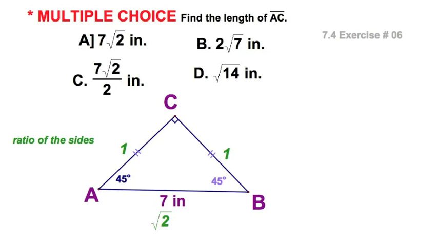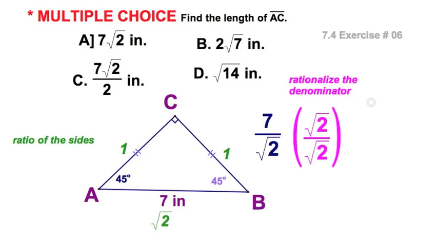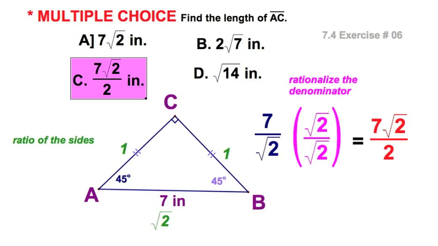Watch this. Whatever this number is, if I'm going from here to this side, I'm going to divide by radical 2. Okay? So this side is going to be 7 divided by radical 2. But as we all know, we have to rationalize the denominator. And you know how this works out. Radical 2 times radical 2 is the whole number 2. So it's going to be 7 halves radical 2 right there, C.